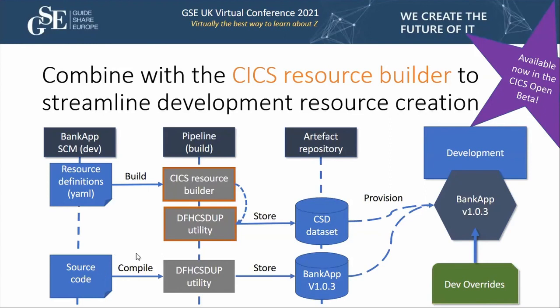In the same way you would do that with your source code, with your resource definition YAML files, you would treat them just like normal source. They would sit in the source code repository with your other application code. You would build them out using the CICS Resource Builder into your commands, which you could then either store, the CSDUP commands themselves, or you will use them to create the CSD data set and then provision that with your CICS regions.